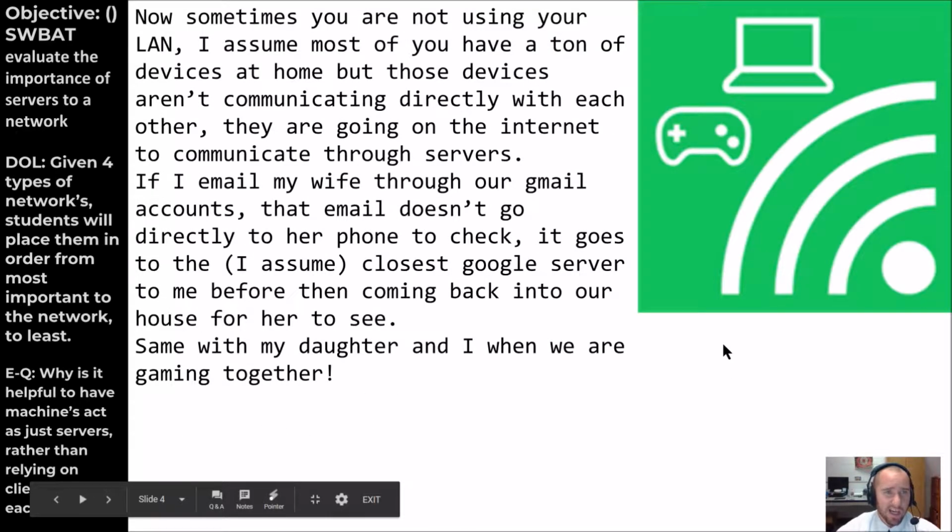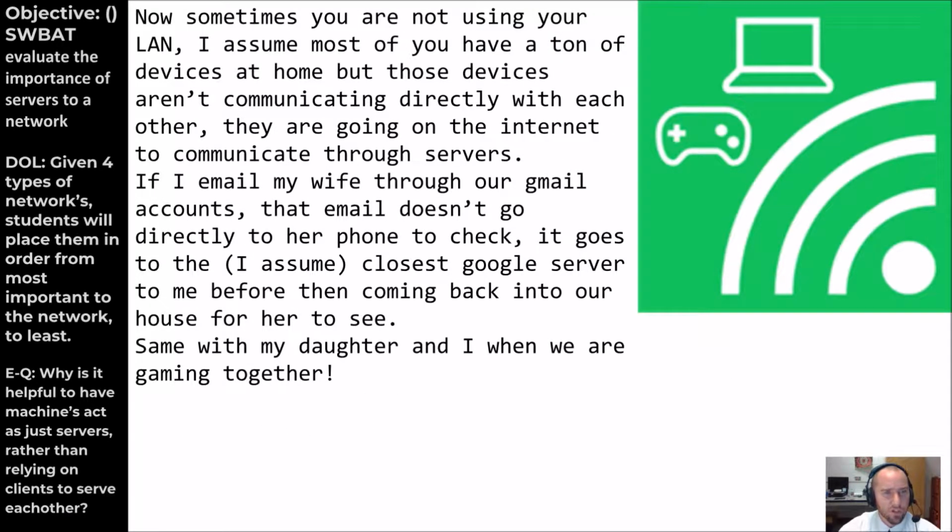Now sometimes you're not using a LAN. I assume most of you have a ton of devices at home, but those devices aren't always communicating directly or communicating through that modem at your house. Like, for example, if I send my wife an email, that email goes all the way out of the house, all the way through the internet to some server somewhere, to Google's server, and then it gets put into my wife's inbox. And for her to access it, it comes all the way back to the house, and then she can open the email and read it, even if we're sitting right next to each other. So it's not like we're utilizing the LAN in that case.